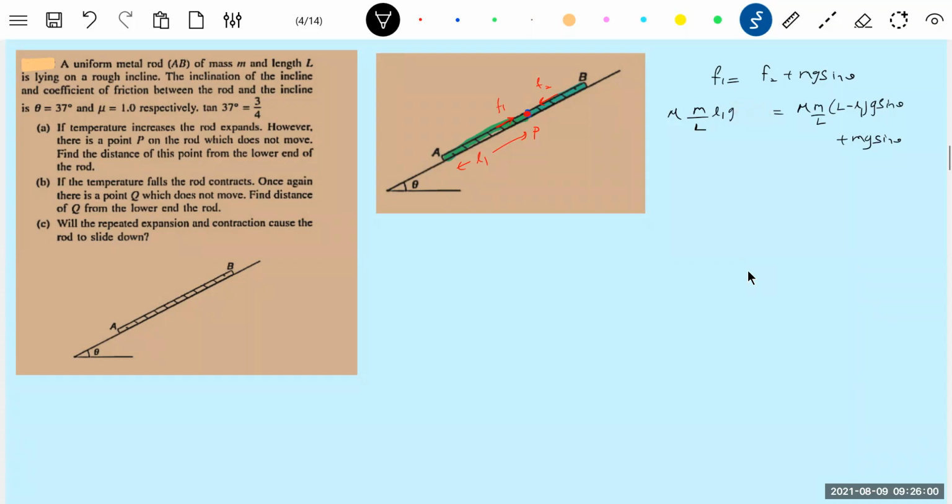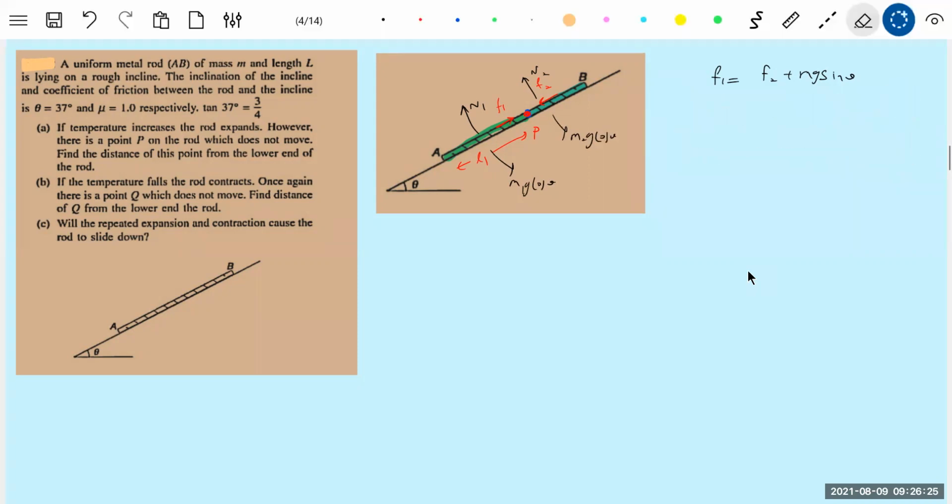Cos theta, sorry, cos theta. I'm writing directly since you know most of the things. We'll do one thing: N1, L2, I'll write it. What is N1? The normal contact of this part. This should be equal to M1 g cos theta, M2 g cos theta. This should be equal to mu N1, mu N2 plus mg sin theta at equilibrium.